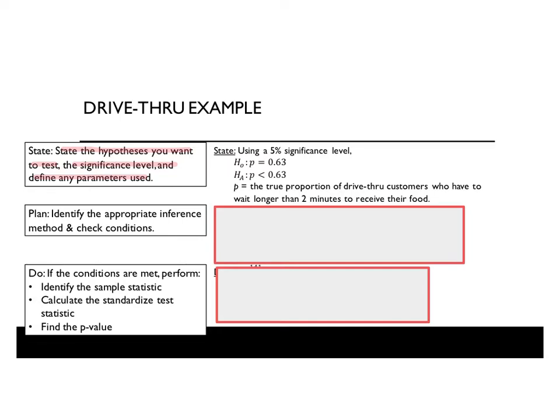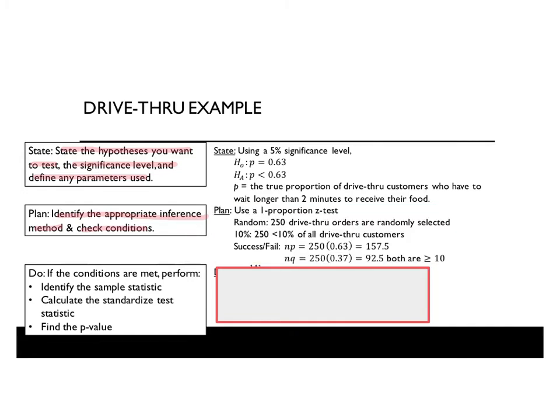The next step is our plan step. Here is where we identify the appropriate inference procedure and check conditions, just like with confidence intervals. So the name of this test is a one proportion z-test. It is random. We highlighted that 250 drive-through orders are randomly selected. 10%: 250 should be less than 10% of all drive-through customers. And for success/fail, we'll do n p equals 250 times 63%, which is about 157.5. And our failures, 250 times 37%, which is about 92.5. And both are at least 10.